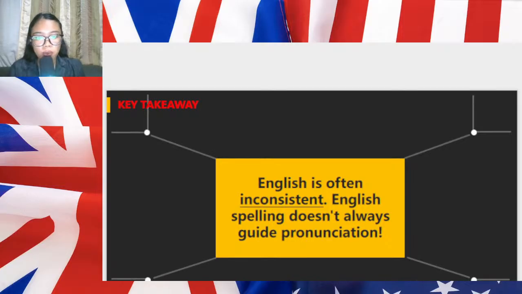English does not always guide pronunciation, right? Because it's just as simple as it is. You just read the whole sentences, and then of course understand and comprehend it, because we all know that English is inconsistent in a way that the spelling of a word does not always guide you how to pronounce that particular word. So English spelling does not always guide pronunciation.